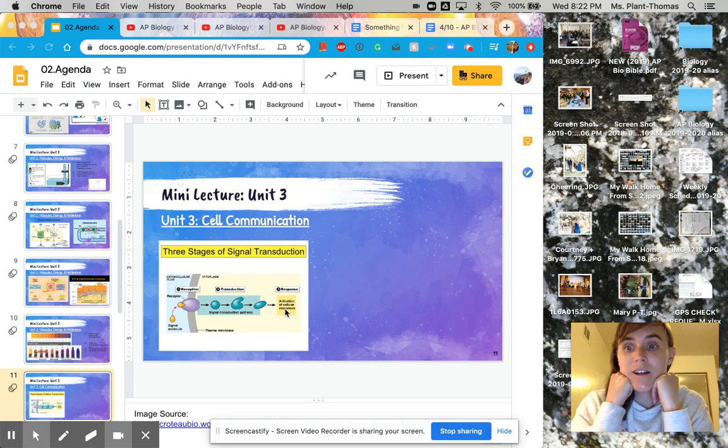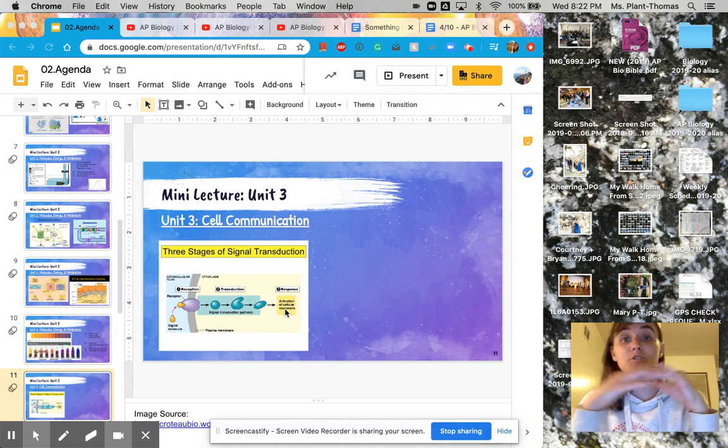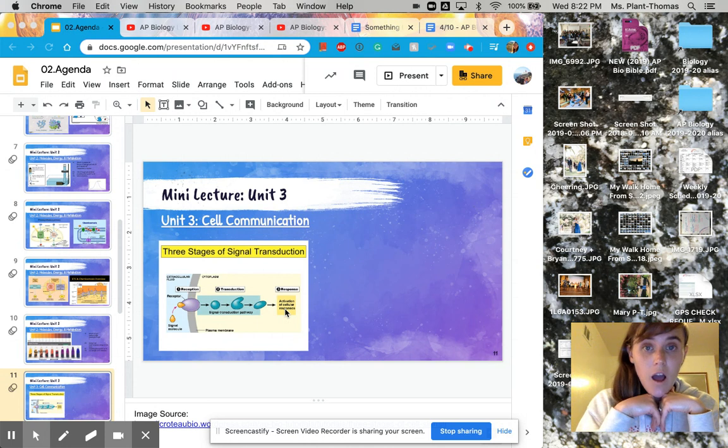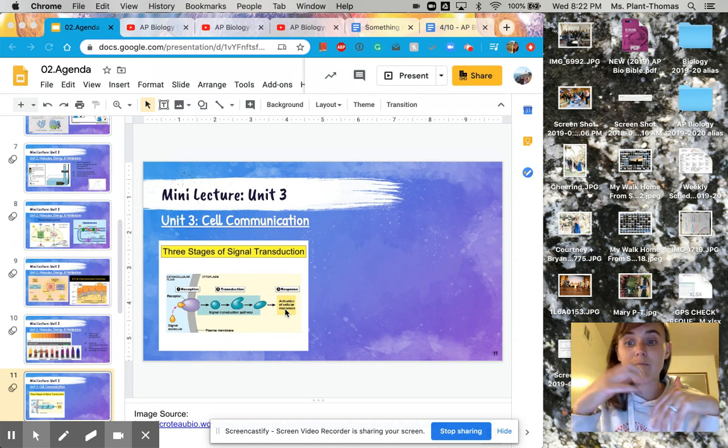Often the response would be a change in gene expression. So the response has something to do with the DNA, either like a gene being turned on or turned off, but not always. The response could be something else, something else happening within the cell.